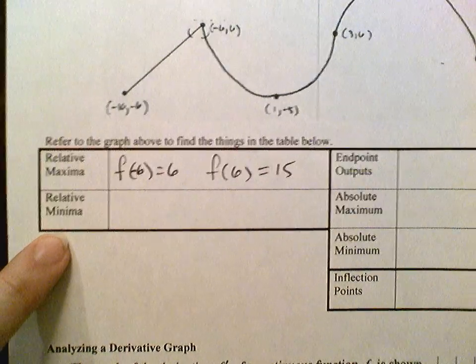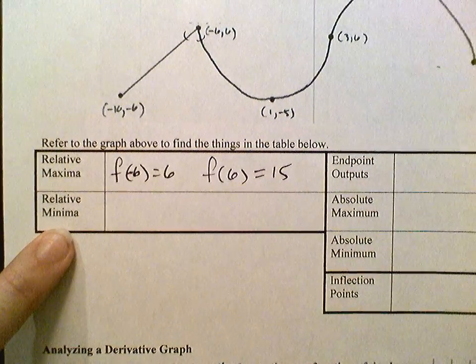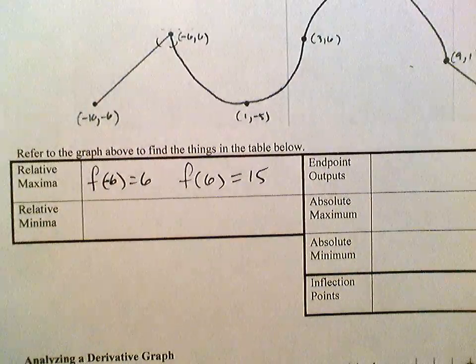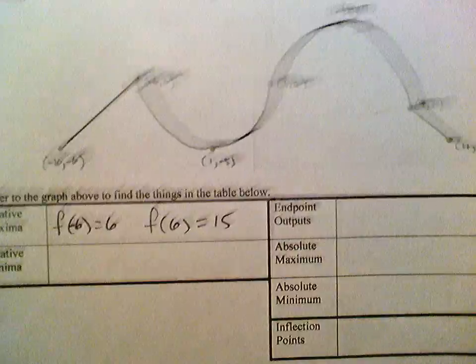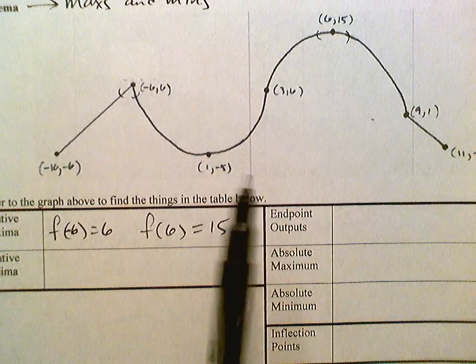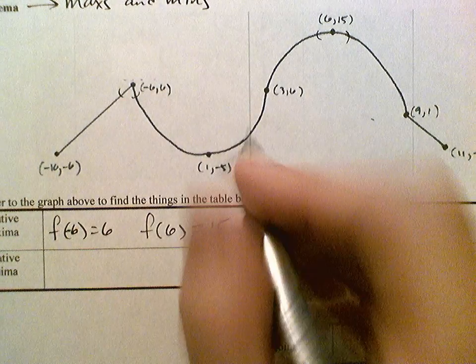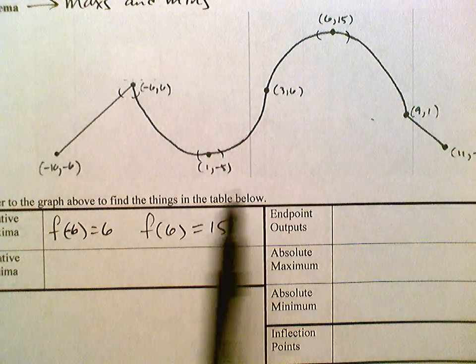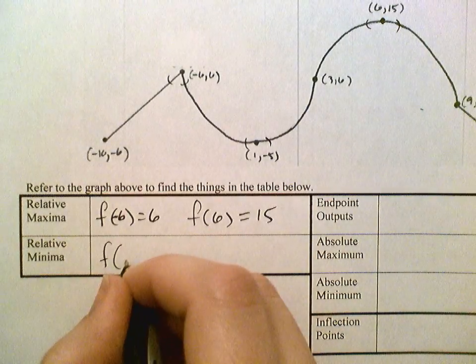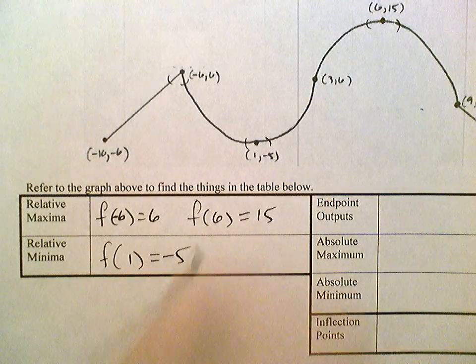Now relative minima. So I'm looking for a point that has the lowest y coordinate of the ones around it. And I see this one here. Okay, so if I look at all those points around it, this one has the lowest y value. So f of 1 is negative 5.